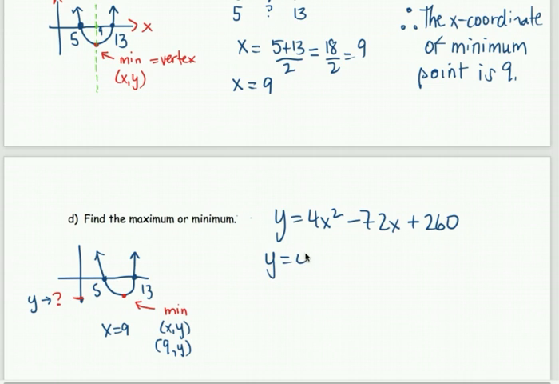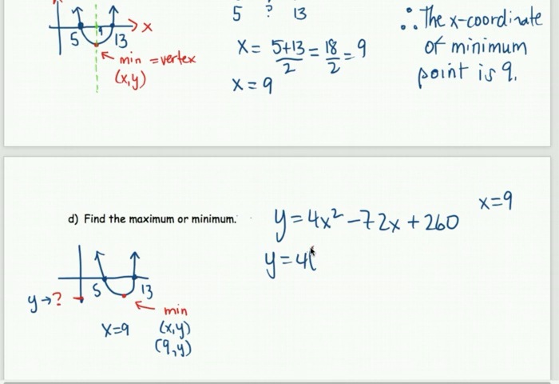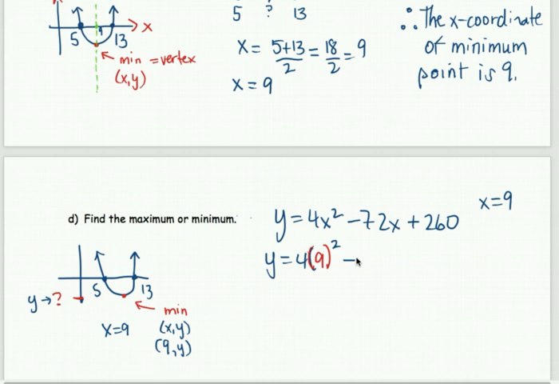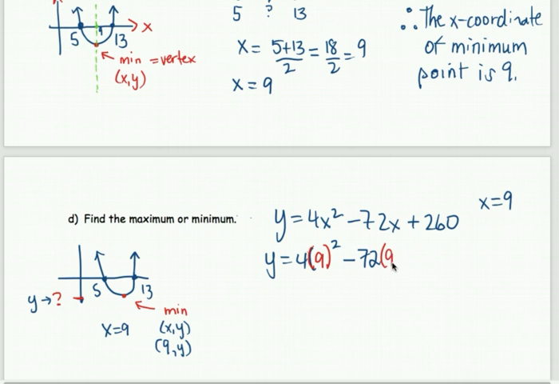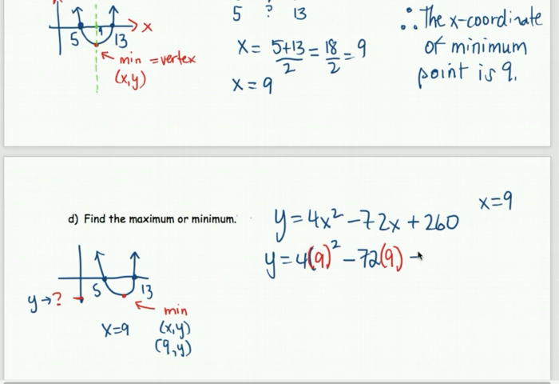So again, x equals 9. I'm going to plug that into all the x's here. I'll use a different color. So this will become 9, and then you need to square it. And then you subtract 72, but again you replace the x with 9. And then you add the 260. There you go. Okay, so go through and follow BEDMAS.